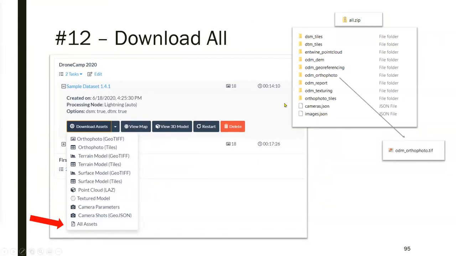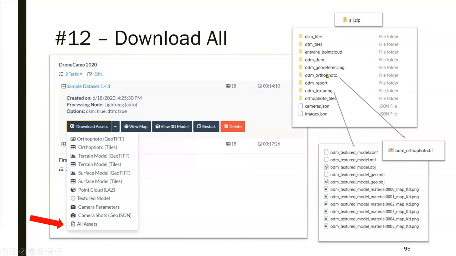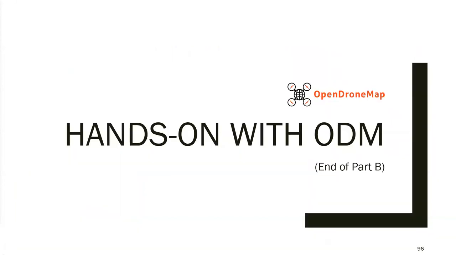But the orthophoto, if you were just downloading the orthophoto, it's in here. If you wanted the point cloud, no, sorry, the object model, the textured model, that's going to be here. And then the point cloud is where? Oh, it's in georeferencing. I didn't actually show it on the slide, but it's in there. So download everything, poke around the folders, and then you'll see what's there.